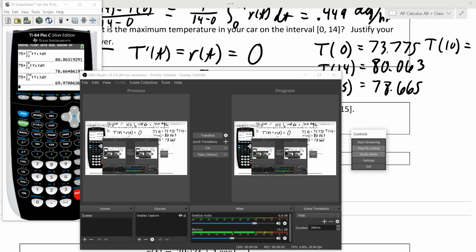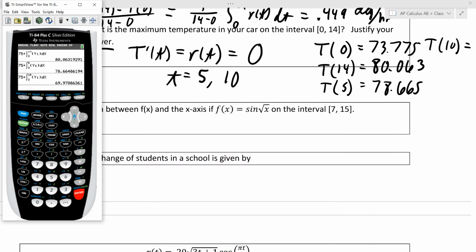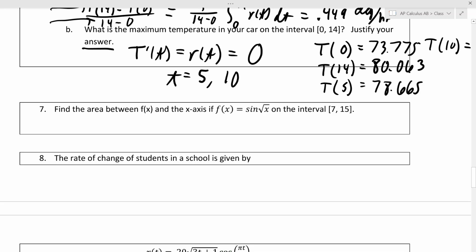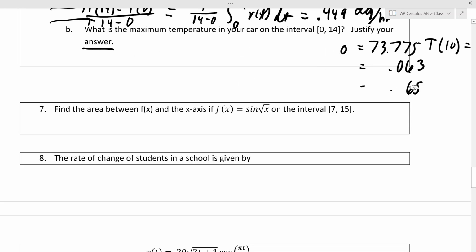All right, continuing on here. Boom, we're going to take a look at 7, which says find the area between f of x equals sine of square root of x and the x-axis.